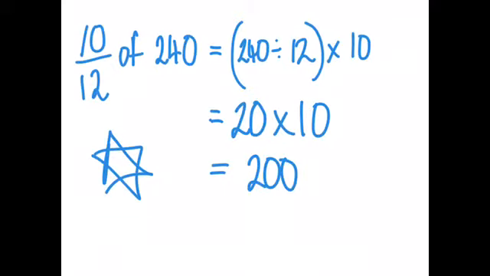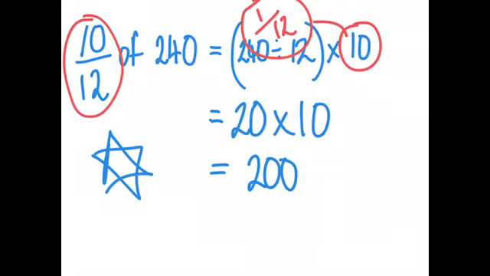Before we move on to percentages, I just want to remind you about the bit here. In the first bit, when we divide by the denominator there, we are finding out what? Can anyone remember what we're finding out? One of the fractions. So in this case, we're looking at 1/12. So in the bracket there, we're finding out 1/12. Once we've got 1/12, we can then multiply it by the 10 to give us our 10/12. Okay, do you understand that process?